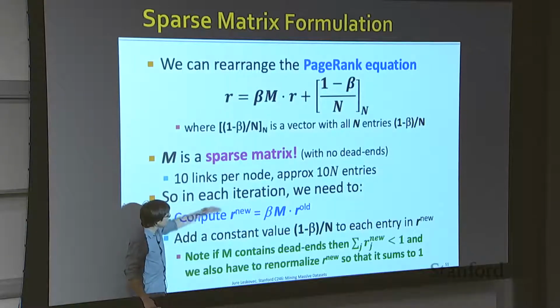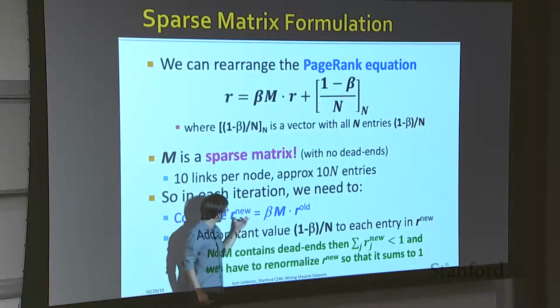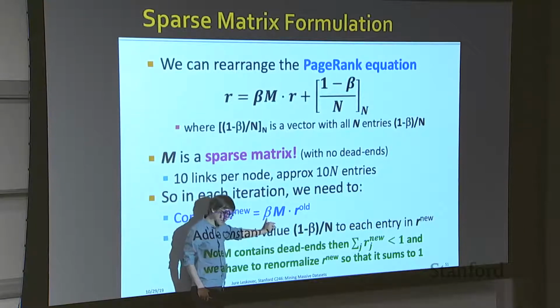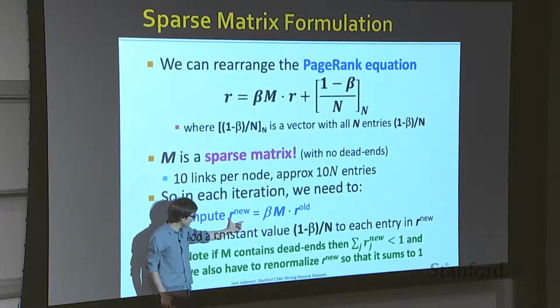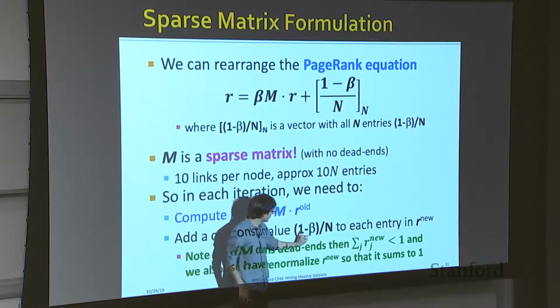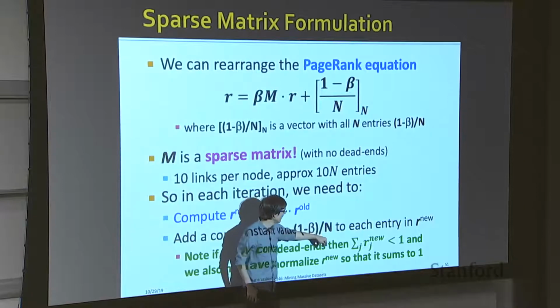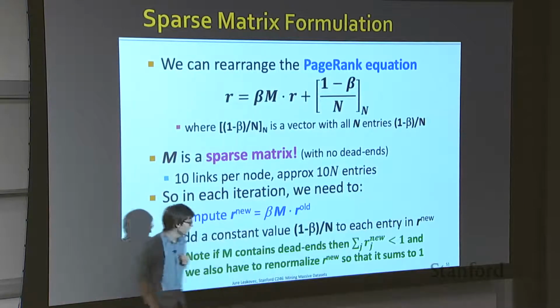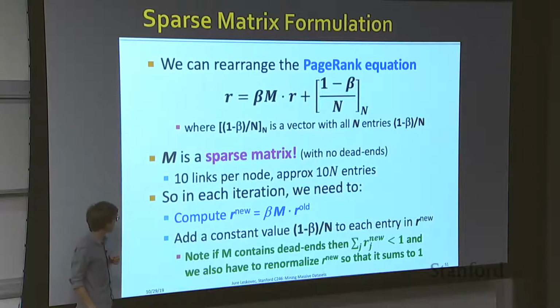This means that in each iteration, all I have to do is take the R old, multiply it with M, multiply it with beta to get the R new, and then all I have to do is add this constant value (1 minus beta) over n to each entry in R new. And that's essentially all I have to do.